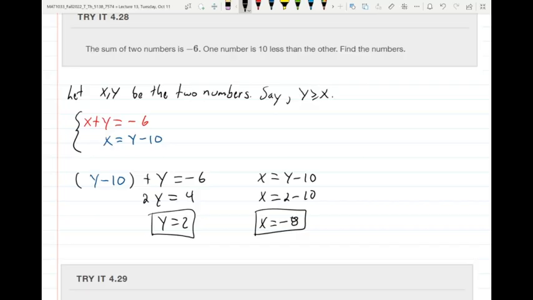Again, it doesn't matter who is your x, who is your y. The point is that we have the numbers. What are the numbers? The numbers are 2 and negative 8. That's it. So the answer is the sentence, remember. So find the numbers. Okay, here they are. The numbers are negative 8 and 2.